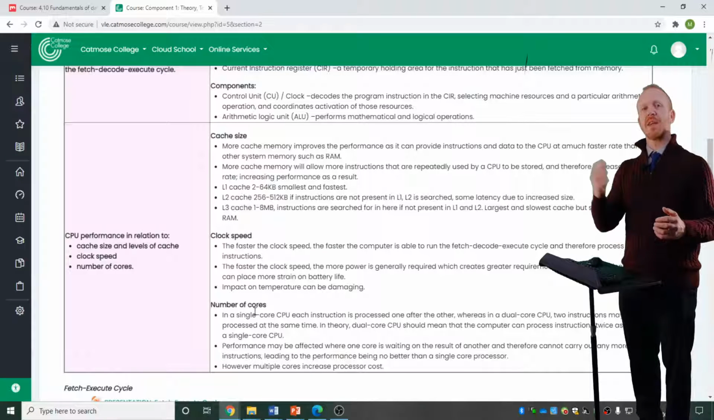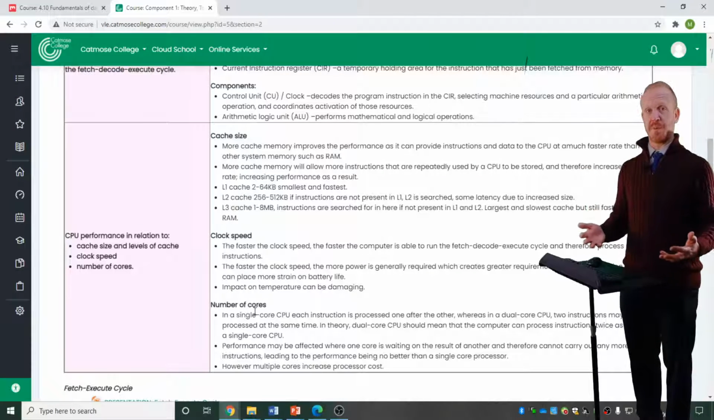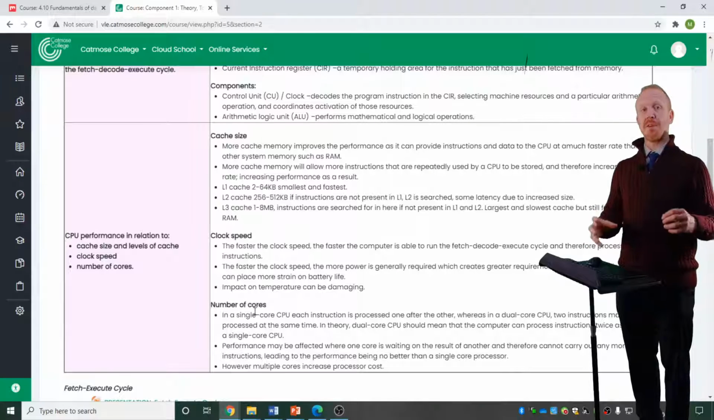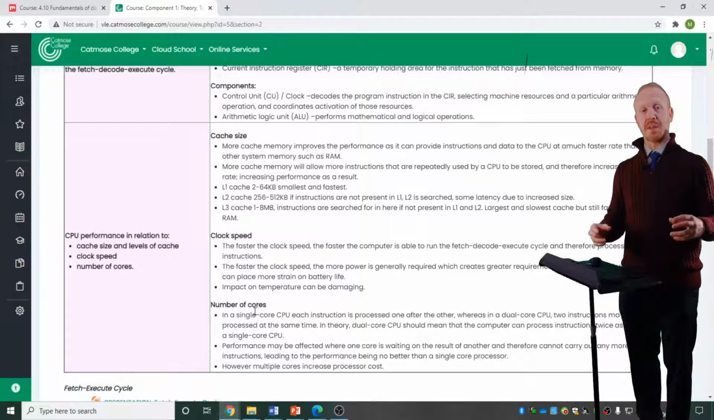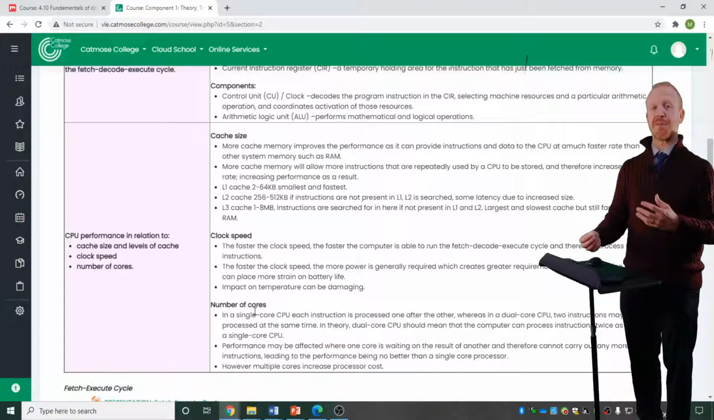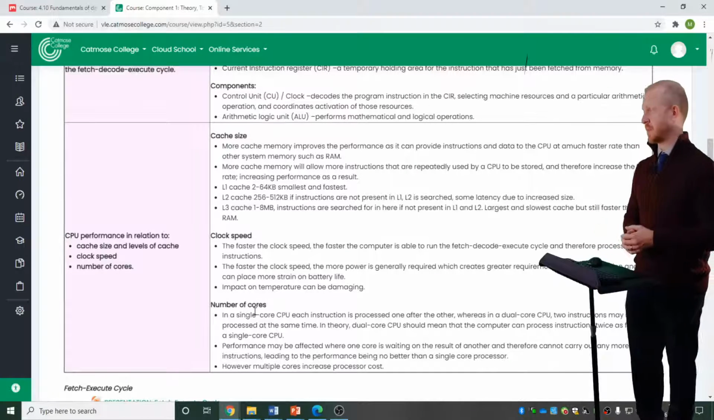So clock speed can't keep getting faster because we can't control the temperature anymore. Number of cores makes a difference on multitasking. It makes very little difference on linear operations where we have to wait for the previous instruction to finish before we can do the next one anyway.